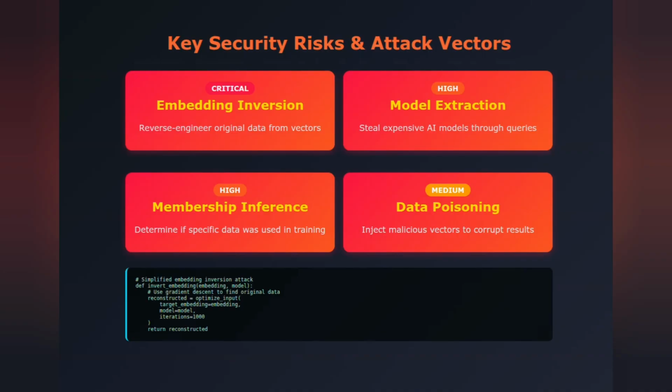Third, membership inference. This is where attackers determine if specific data was used to train your models. Think of it as asking, was John's medical record used in this healthcare AI? And finally, data poisoning. Attackers inject malicious vectors into your database to manipulate search results or corrupt your AI models. It's like putting fake evidence in a crime database.